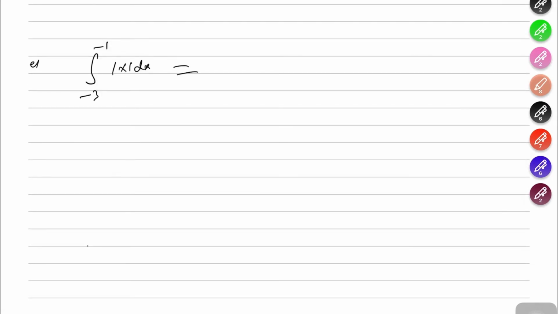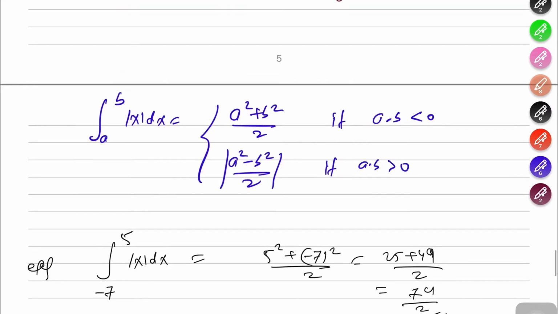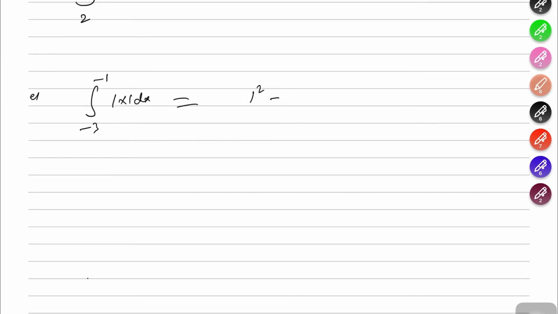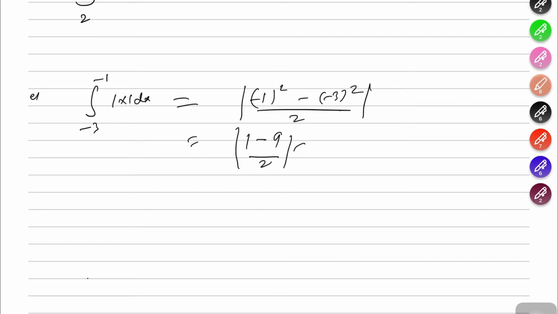Okay, let's take the next question. So here we know that a and b are of the same sign. We already discussed that if a and b are of the same sign, then it is the modulus of a square minus b square by 2. So that is the modulus of 1 square minus 3 square by 2. This thing we can do quickly. That is 1 minus 9 by 2, so that is 4. So that is the answer.